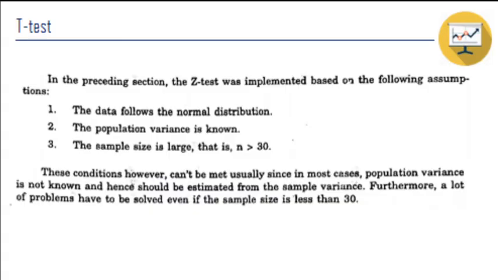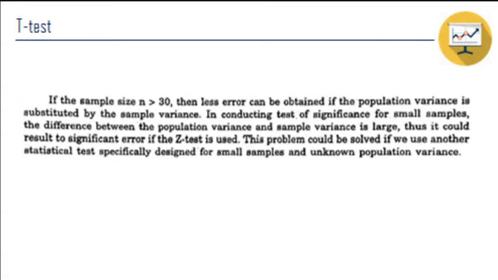These conditions, however, can't be met usually since in most cases, population variance is not known, and hence should be estimated from the sample variance. Furthermore, a lot of problems have to be solved even if the sample size is less than 30. If the sample size is greater than 30, then less error can be obtained if the population variance is substituted by sample variance. In conducting tests of significance for small samples, the difference between the population variance and sample variance is large. Thus, it could result to significant error if the z-test is used.